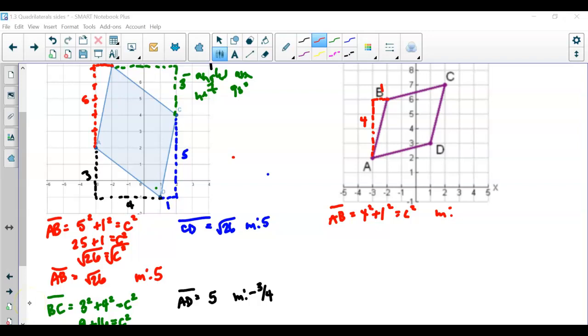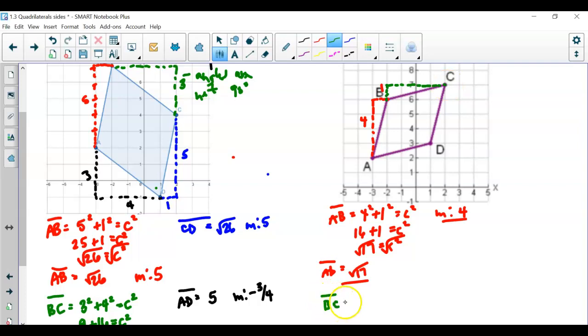And here we go. So you should have gotten 16 plus 1, which is 17, equal to c squared. Taking the square root, you can't simplify the square root of 17. So AB has a length of the square root of 17, with a slope of going positive, up 4, right 1, so a slope of 4. So now go ahead again and try to set up BC. What is the distance and what is the slope of BC?